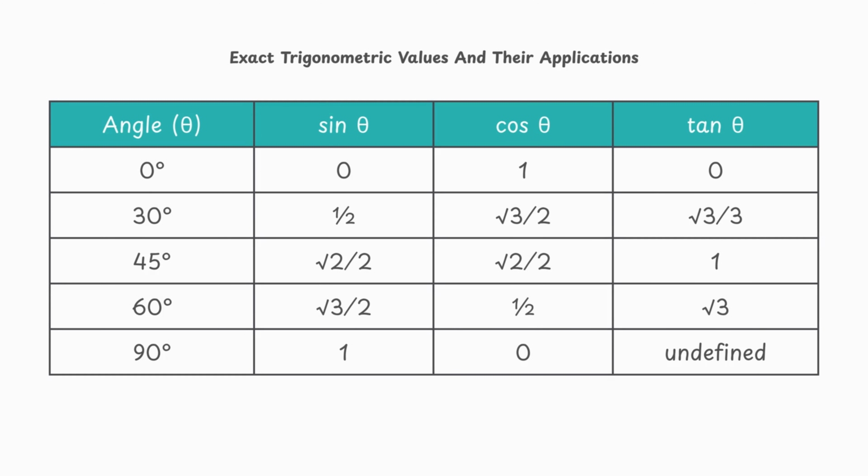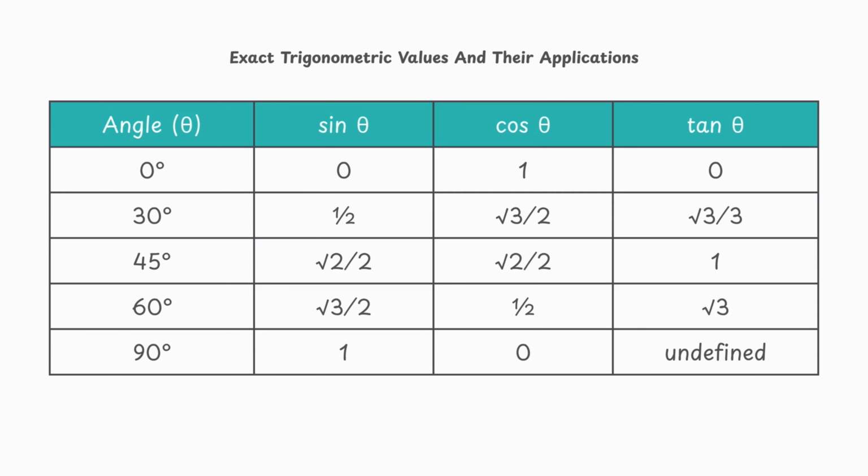Now pause here and notice the patterns. Sine increases as the angle increases, from 0 up to 1. Cosine decreases from 1 down to 0. Tangent increases and becomes undefined at 90 degrees. Now connect this back to the triangles. The values for 30 degrees and 60 degrees come from the 30, 60, 90 triangle. The values for 45 degrees come from the 45, 45, 90 triangle. So this table is not something to memorize randomly. It comes directly from the geometry of those triangles.